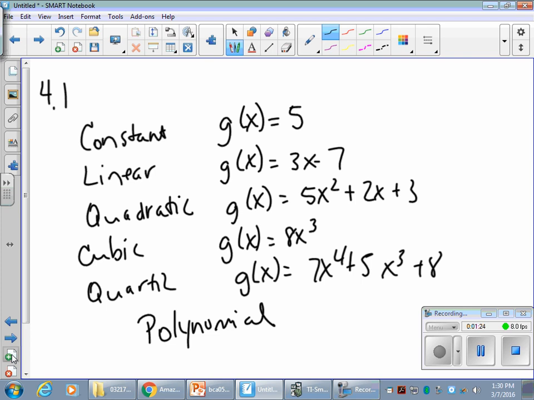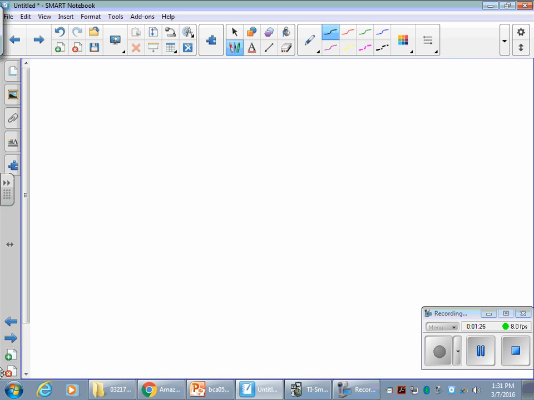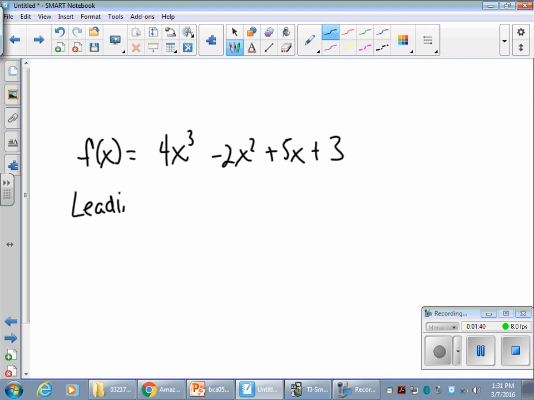Okay. When you have a polynomial function such as, I'll just make one up, f of x equals 4x to the third minus 2x squared plus 5x plus 3. If I were to say, what is the leading term? Terms are separated by plus and minuses, so 4x cubed is a term, negative 2x squared is a term, 5x is a term, and 3 is a term. My leading term is the one with the highest power, so my leading term is 4x to the third power.